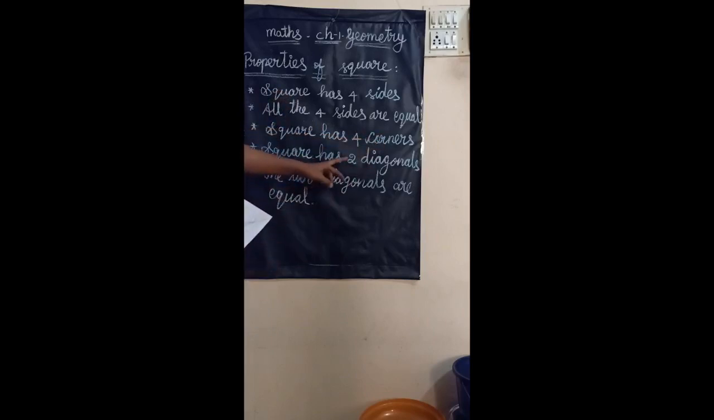A square has 2 diagonals. See, I already said, this one diagonal and this one diagonal. So a square has 2 diagonals. The 2 diagonals are equal. This line length and this line length are both equal. So the 2 diagonals are equal. Okay, ma?